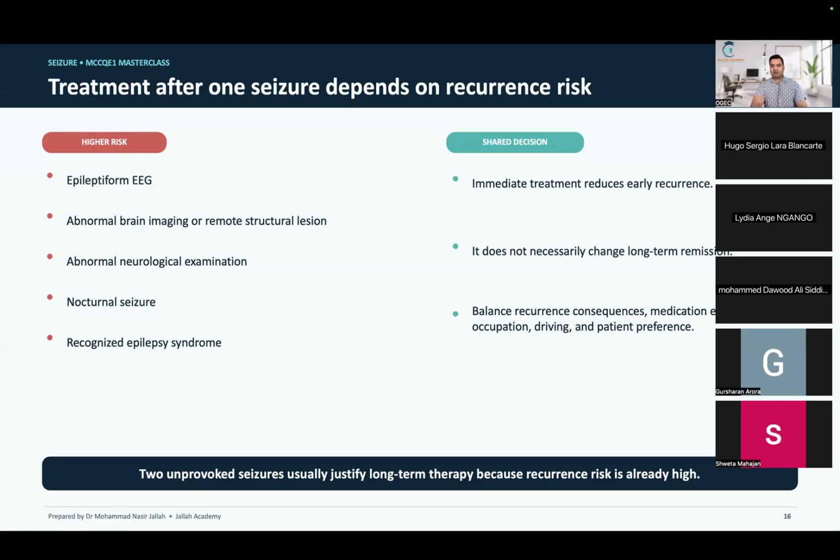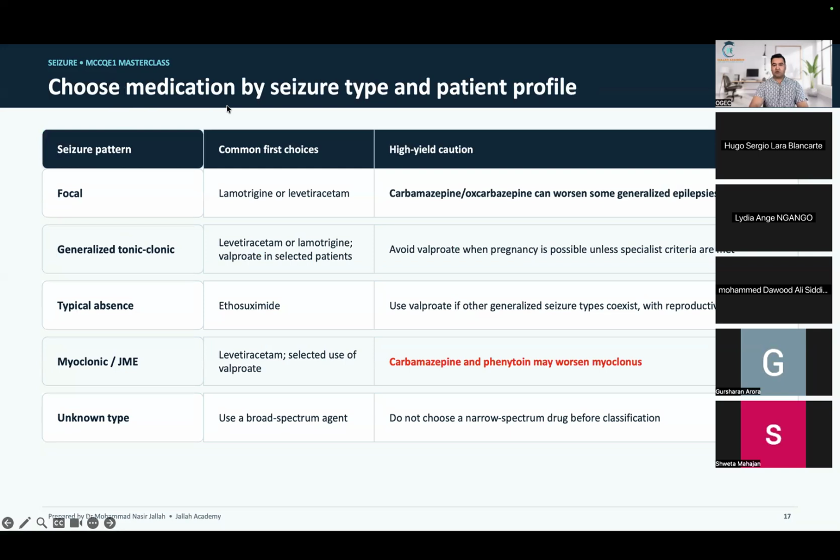Balance recurrence consequences, medication effects, occupation, driving, and patient preference. Two unprovoked seizures usually justify long-term therapy because recurrence risk is very high. Choose medication by seizure type and patient profile.